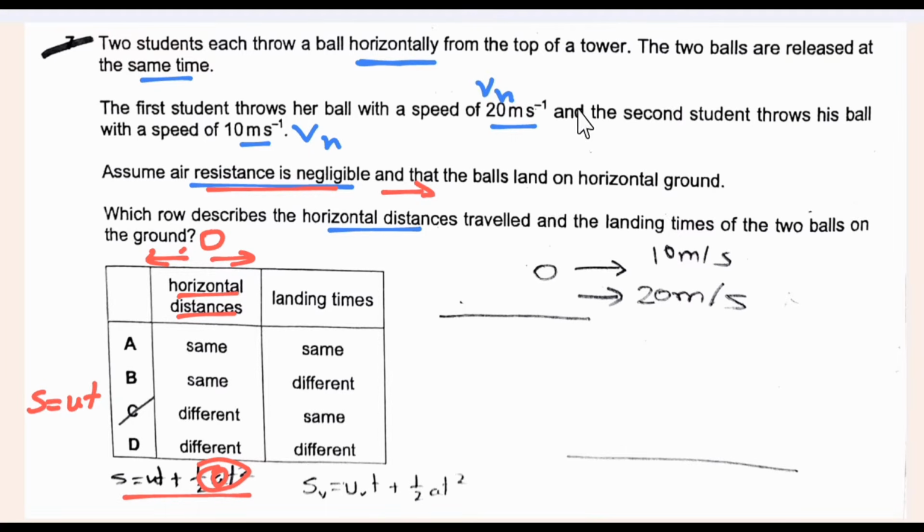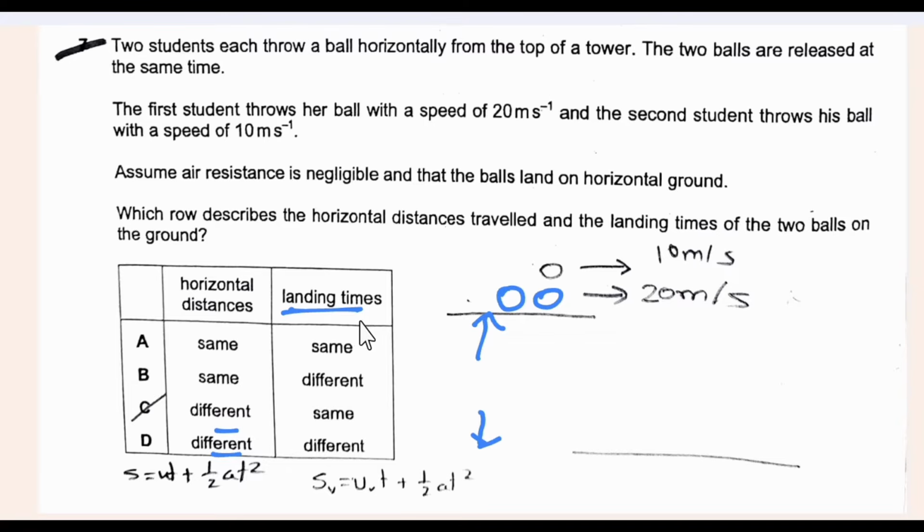Now since the balls are thrown horizontally and they have different horizontal speeds, the horizontal distance must be different due to the different horizontal speed. So it must be different, that is either C or D.